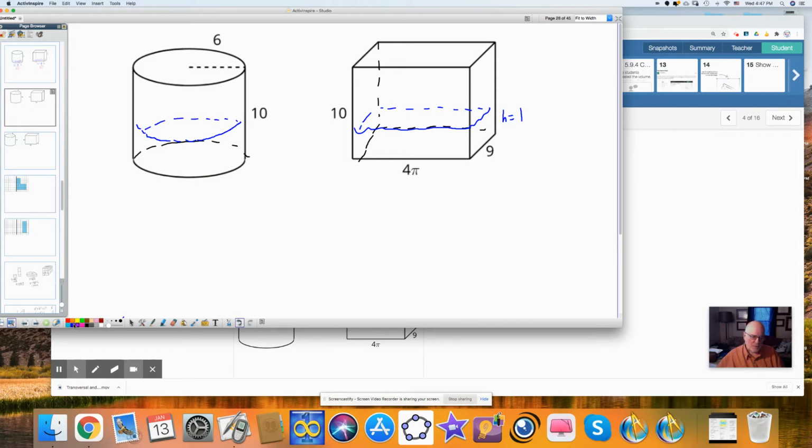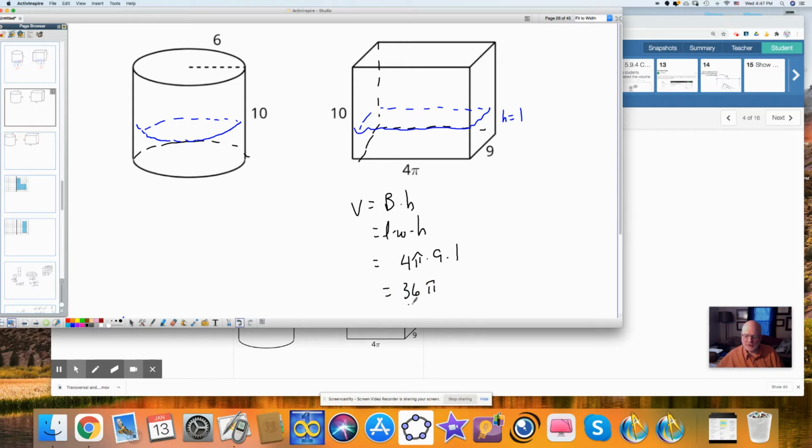Well, the volume of the right rectangular prism is equal to the area of the base times the height. That's equal to length times width times height. I'll write the formula, I'll substitute the values, and then I'll solve. So I have 4 pi times 9 times 1, which is 36 pi.